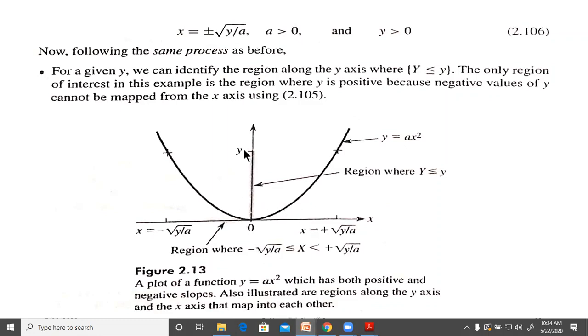Okay, so you can write y equal to ax square, the region where Y is less than y is this, and you have the region where x ranges from minus root of y by a to plus root of y by a, and that is what is written over here. And the inverse equation also can be written, which is either of these two. In this part, it will be x equal to minus root of y by a. In this part, it will be x equal to plus root of y by a. So that means the positive portion separately and the negative portion separately.